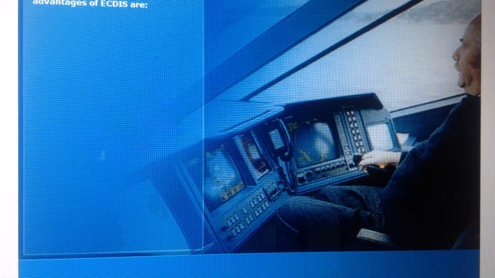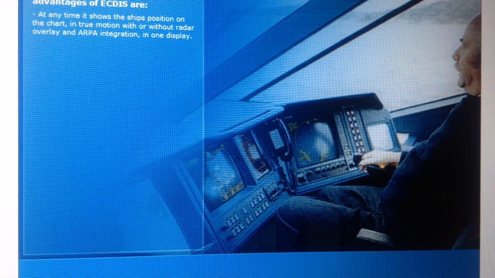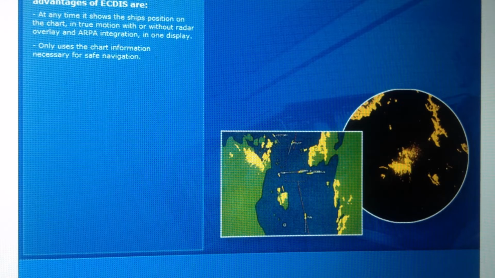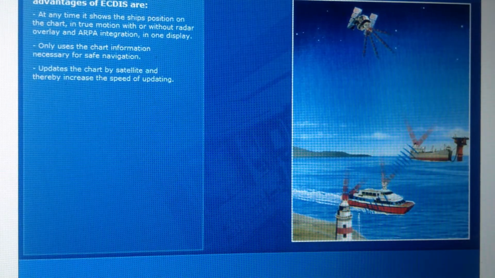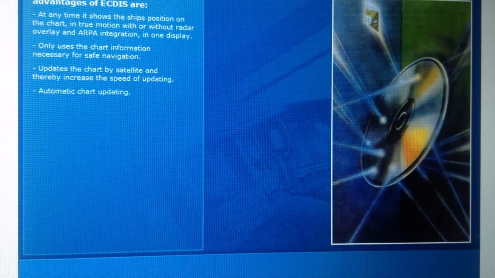Some of the most obvious advantages of ECDIS are: at any time it shows the ship's position on the chart in true motion with or without radar overlay and ARPA integration in one display. Only uses the chart information necessary for safe navigation. Updates the chart by satellite and thereby increases the speed of updating. Automatic chart updating.